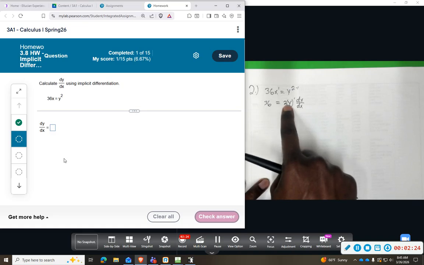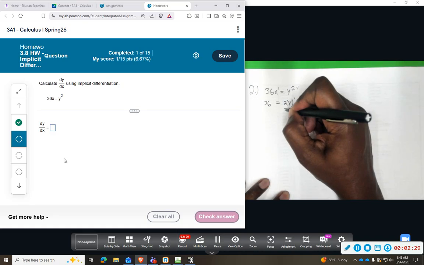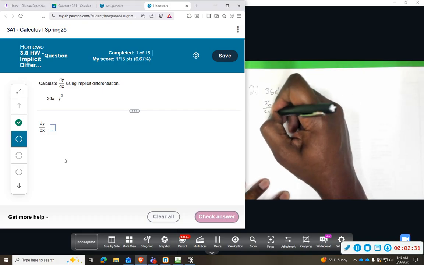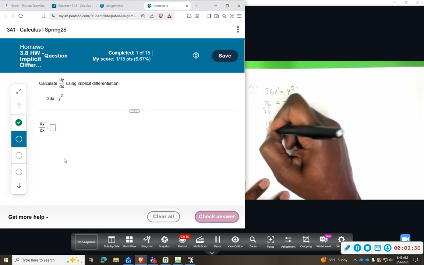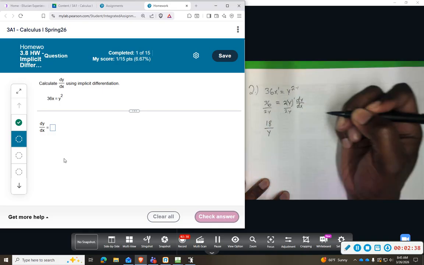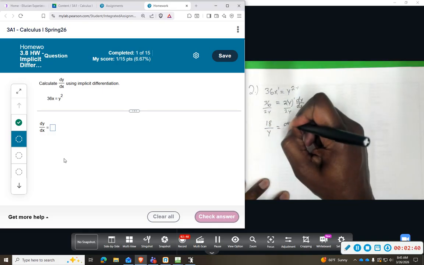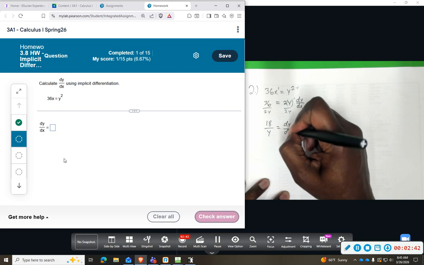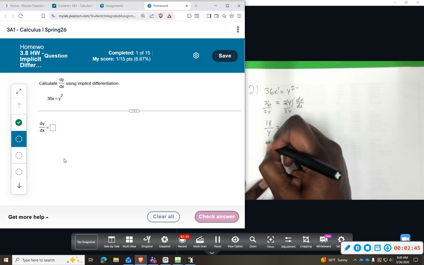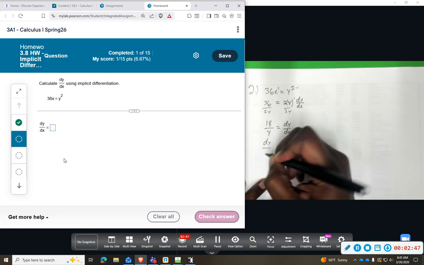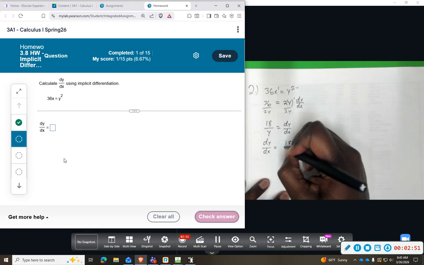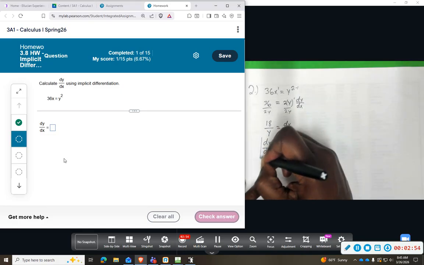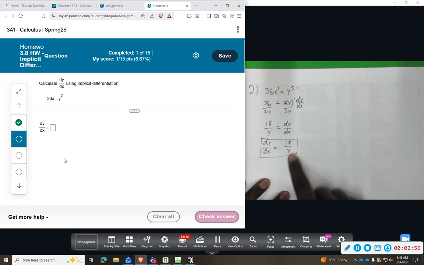That just means I need to divide off the 2y. So if I divide by 2y, 36 divided by 2 is 18 over y equals dy dx. You can rewrite it the other way. You can say dy dx, because we're used to having it on the left side, is equal to 18 divided by y. Now, this is our derivative.